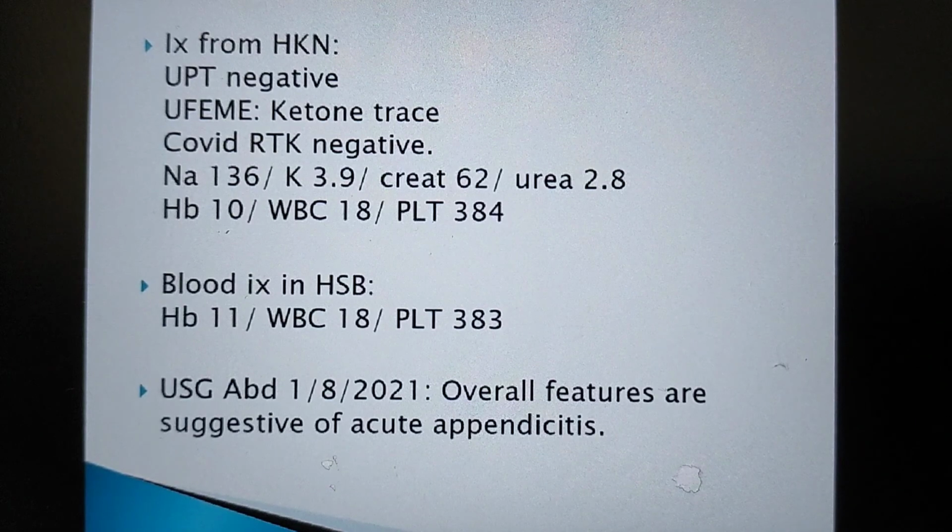For investigations at HKM, they did the UPT, which was negative. Urine FEME showed ketone trace, so there's a possibility of UTI as well. COVID antigen negative. For the blood results, the white blood cell count is raised, whereas the platelets and Hb are normal. The ultrasound abdomen overall features are suggestive of acute appendicitis.